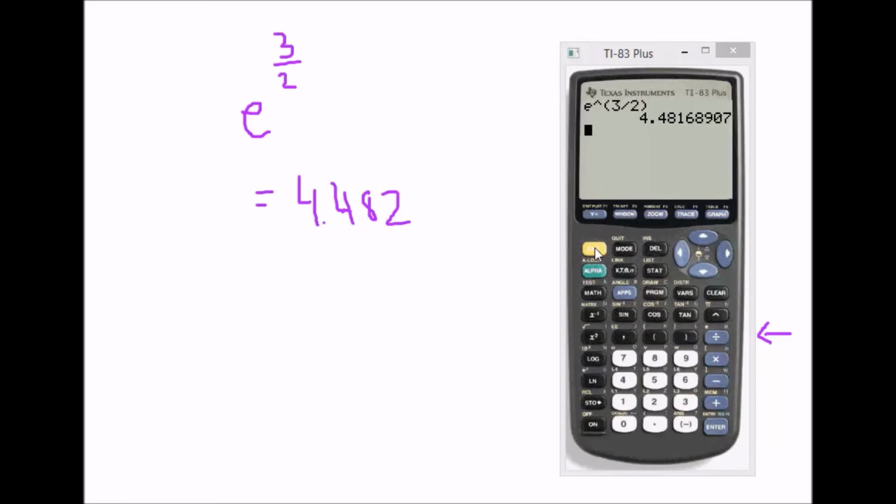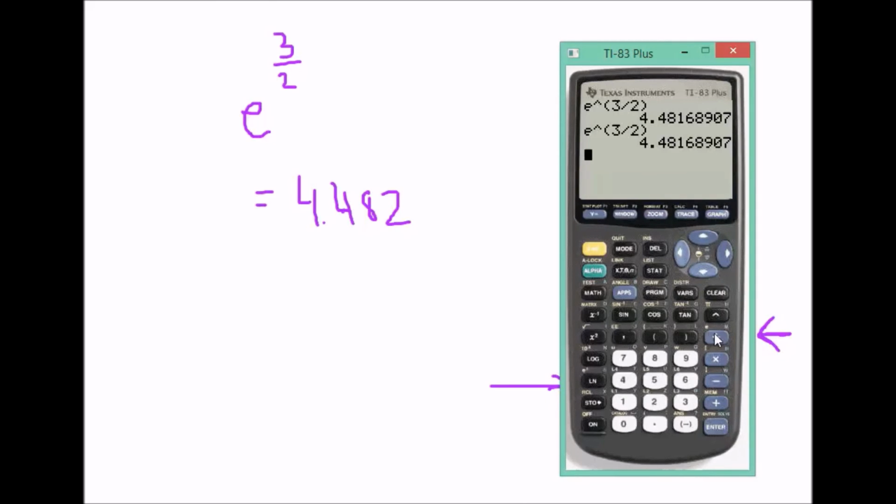There's another button with e. It's right here above the ln sign. That's e to a certain power, so that one's probably better for this. But here's just a regular e over here as well, so you have access to both of those. But they're the same. You have an e to a certain power key and just an e key over here.